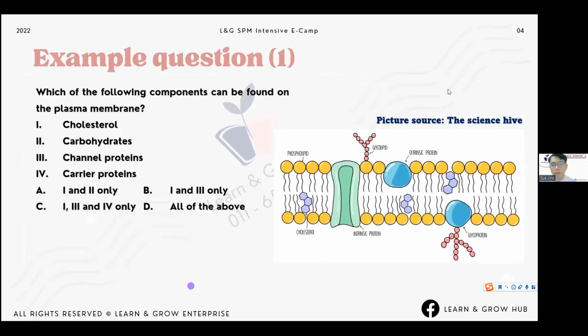Okay, let's go for the first example here. Which of the following components can be found on the plasma membrane? This is a very tricky question in SPM. This one is a model question. I leave another 10 seconds for you. You can read the question and choose the answer. Let's see who is the best scholar of today's session. You can type A, B, C, or D in the chat.